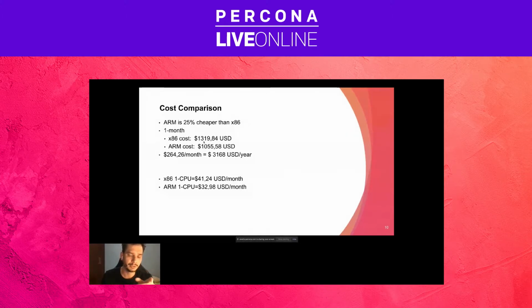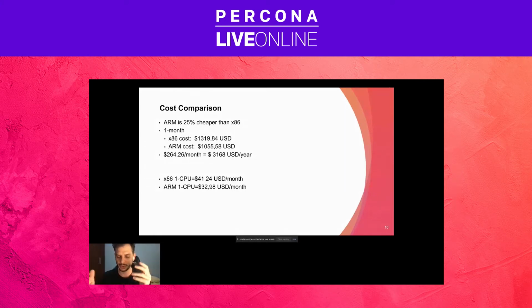If we put 1 month here, x86 is 1,300, ARM is around 1,000. So the difference is almost $265, which results in a difference of $3,000 per year if you run these machines continuously on the cloud.